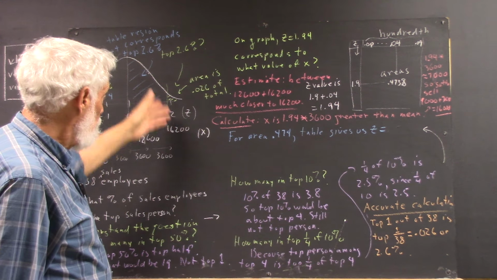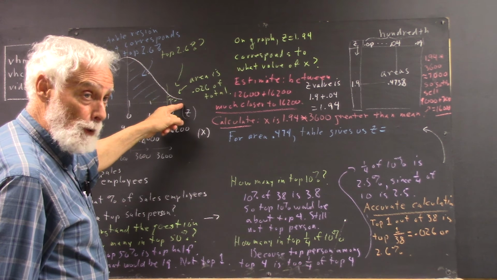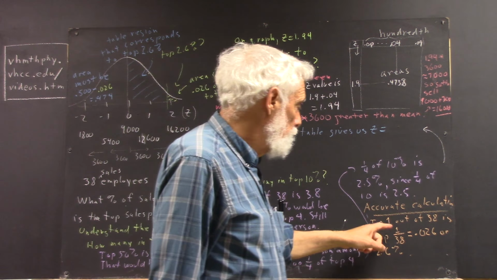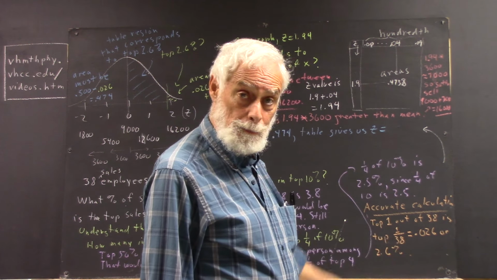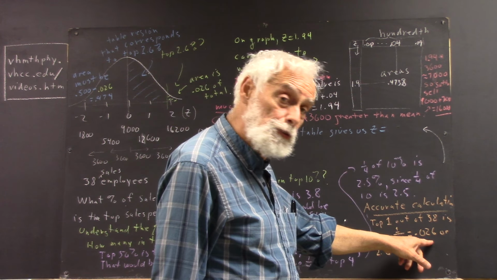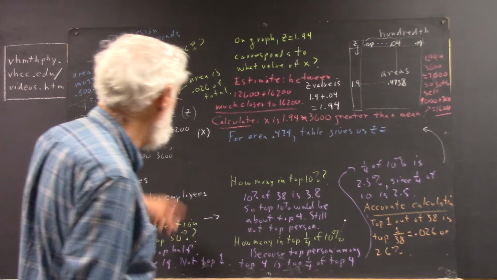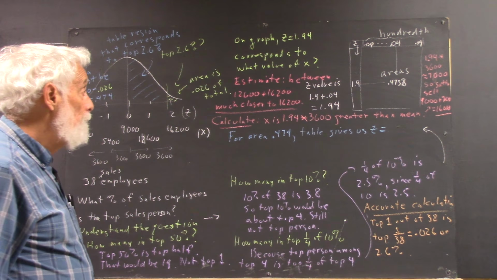But that's going to be pretty close. It's not going to change the picture. Right there is the part of your curve that represents your top person. Now if you want to really calculate it, the top 1 out of 38, well, that's 1/38th of your group, which is 0.026 of your group, or 2.6% of your group. That's why I say, well, this area should be 0.026 of the total.